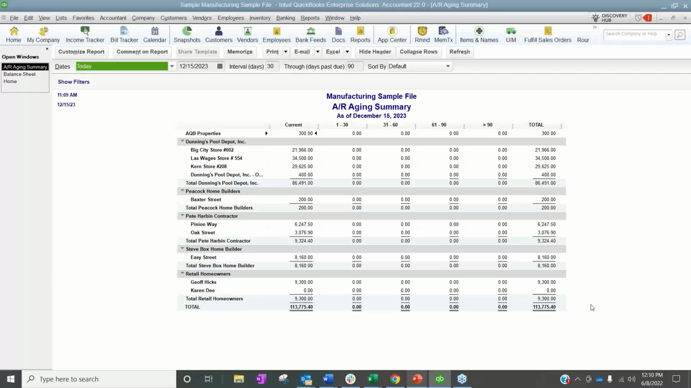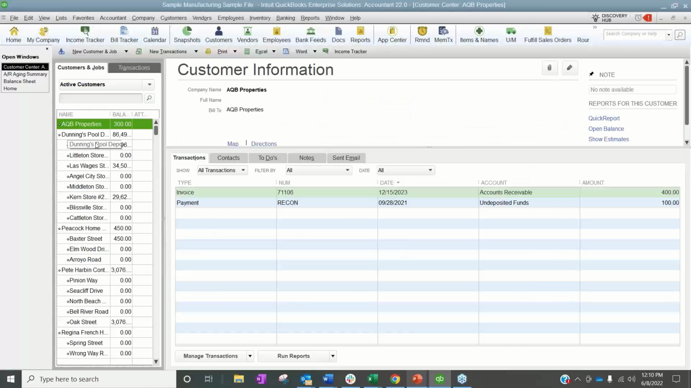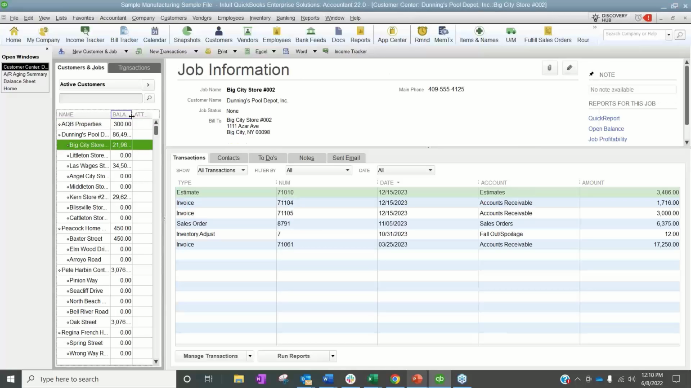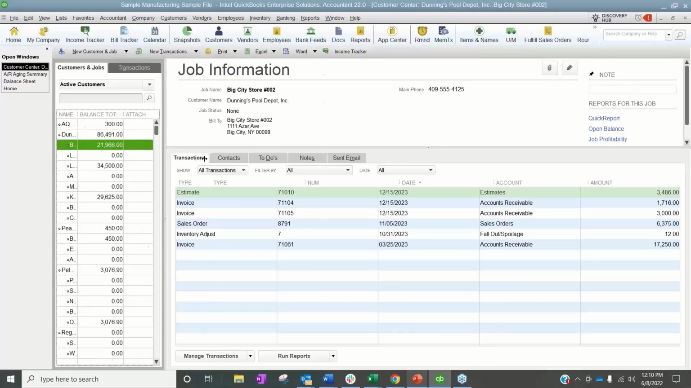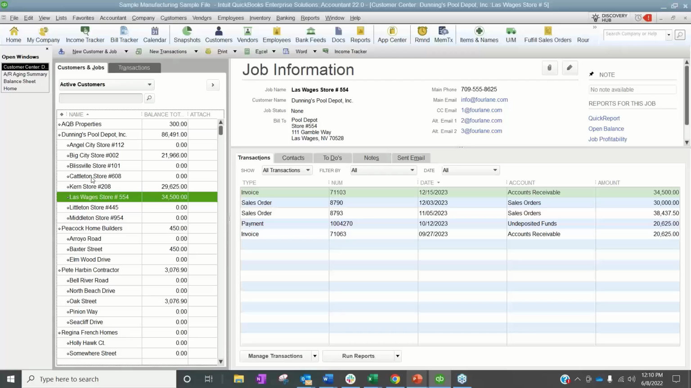So I wrote down 3 customers and 3 balances. And then I went to the customer center. And guess what? They were different there too. Like, what is happening? Not only were they different, but the lists were out of order. So then when I resorted, it changed again. And I'm like, oh my gosh, what is going on here?